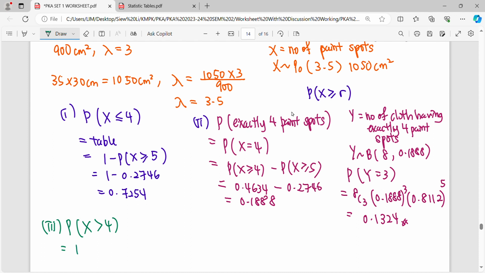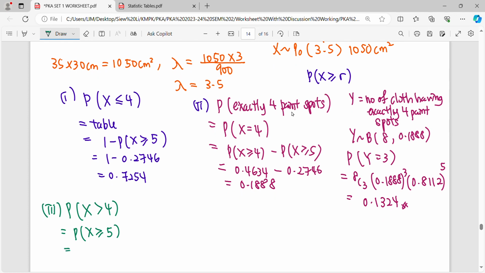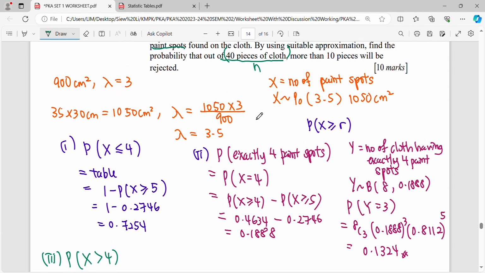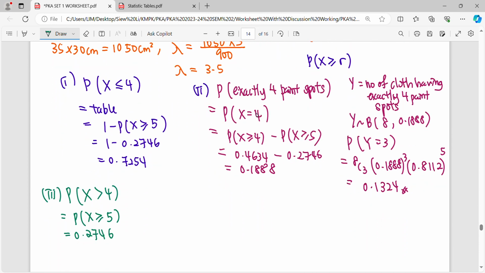If you want more than 4 in the Poisson table, it will be reading equals to 5, so it will be 0.2746. So this is your P for the situation of more than 4 paint spots. Sampling now is 40, and n is 40.